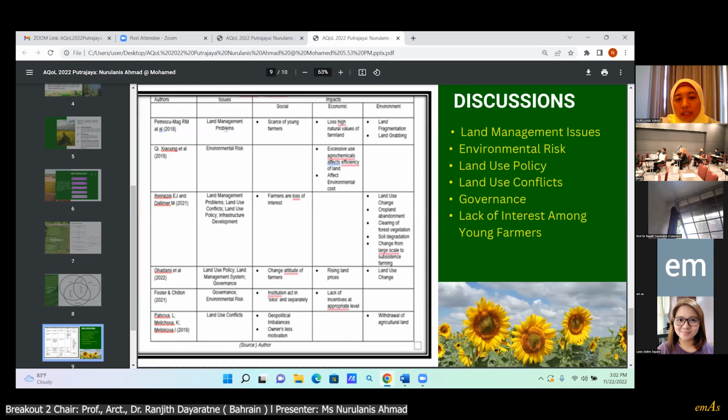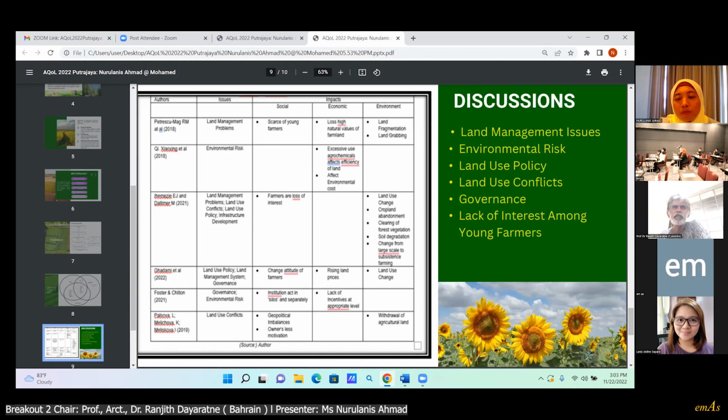From the literature review that we analyzed, we found that there are 6 issues arising in agricultural land use. For example, land management problems, environmental risk, land use policy, land use conflicts, the governance issue, as well as the lack of interest among the young farmers. From these issues, we have to synthesize how they affect the social, economic, and environmental dimensions in terms of sustainability. For example, land management problems.